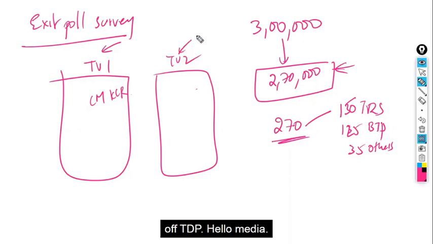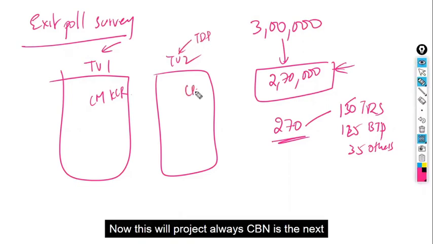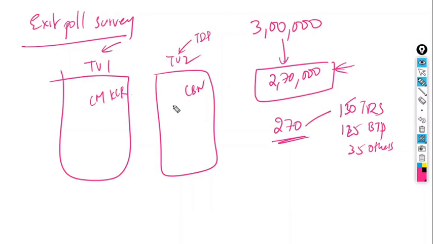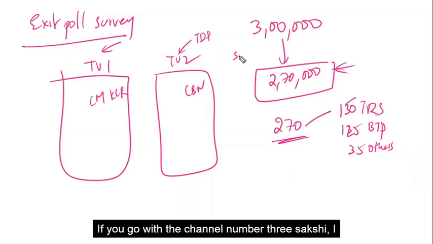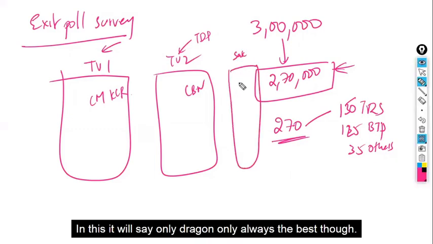This channel is for TDP, yellow media. Now this will project always CBN is the next upcoming leader. If you go with the channel number 3, Sakshi, I know the answer for this. This is very clear for me. In this, it will say only Jagan only, always the best.